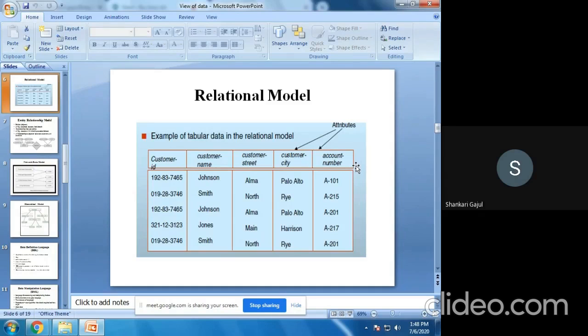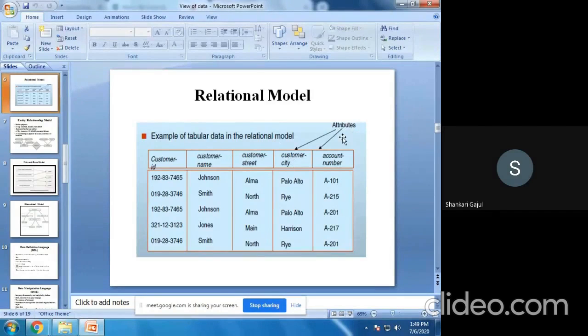The relational model uses a collection of tables. A relational model is nothing but a table, also called a relation. The definition is: it is a collection of tables to represent both data and relationships among those data. The table consists of multiple columns and multiple rows. Each column has a unique name. Columns are my record names, or in database language, attributes.